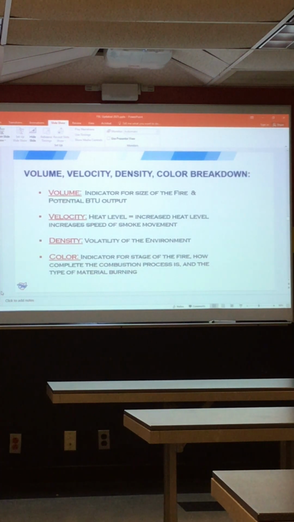The four things they talked about when they talk about reading smoke is the volume, velocity, density, and color. The volume kind of tells you about the BTUs, the size of the fire. Velocity is how much it's pushing out, the pressure that's inside. The density is the heat level, how thick it is, versus just a little bit of light smoke versus heavy smoke. And obviously the color tells you kind of what's on fire, right?